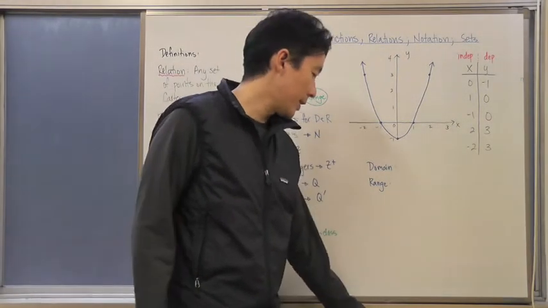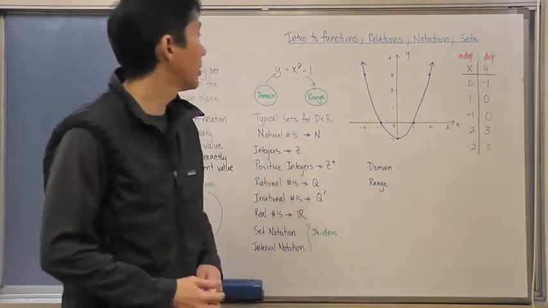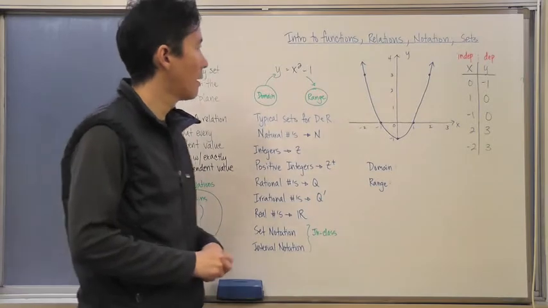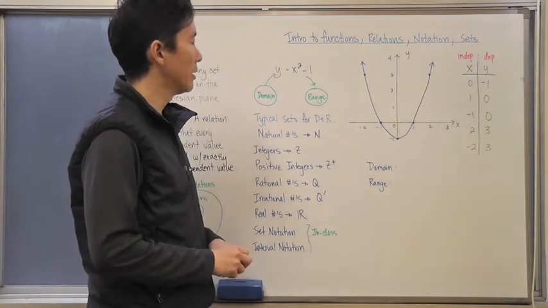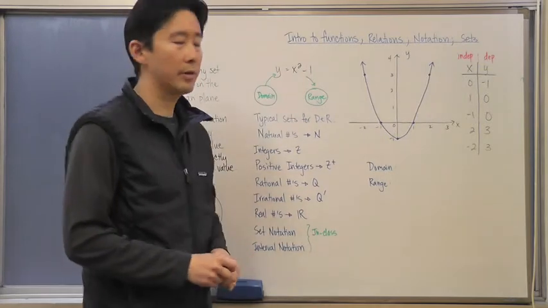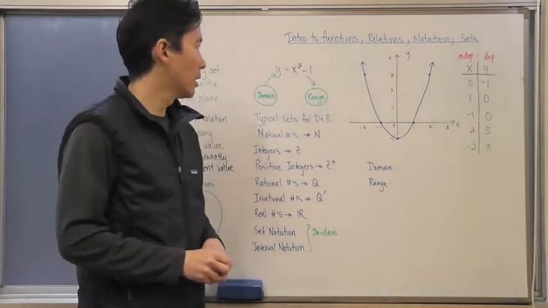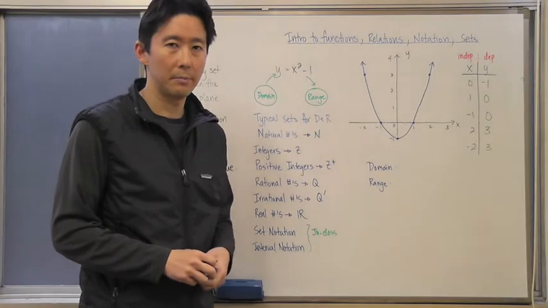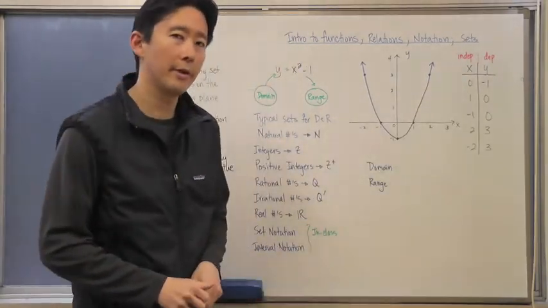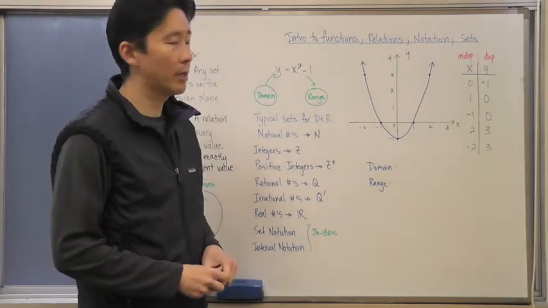Okay everyone, let's go ahead and start with an introduction to functions, relations, notation, and sets. When we take a look at graphing an equation, say for example y is equal to x squared minus 1, if you didn't know what it was, what would you do? Well, the first thing that you would most likely do is create a table of values. Now, how did you create a table of values?